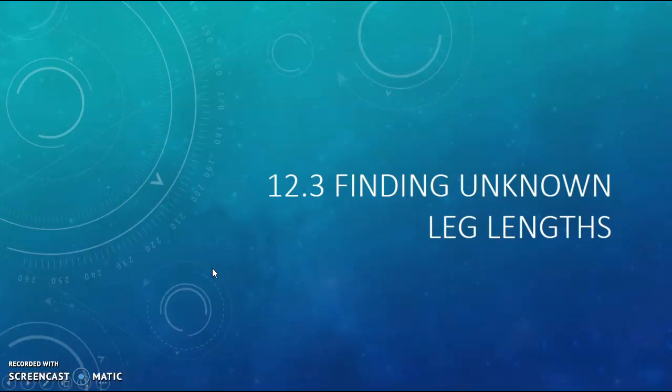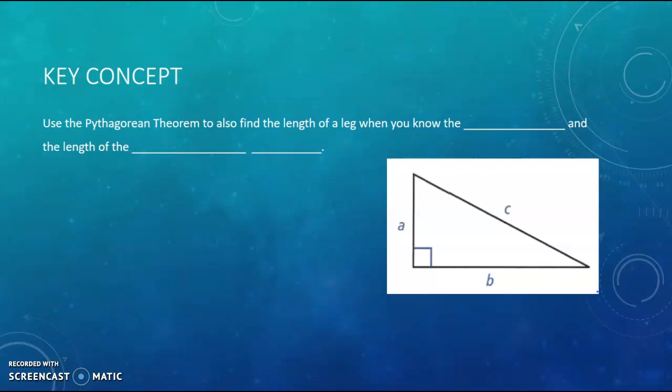Alright, so in the last video we introduced the Pythagorean Theorem and we were finding the hypotenuse. In this video we're going to be talking about finding one of the legs. So we'll be given the hypotenuse and we need to find one of the other sides. We're going to use the Pythagorean Theorem to also find the length of a leg when we know the hypotenuse and the length of the other leg.